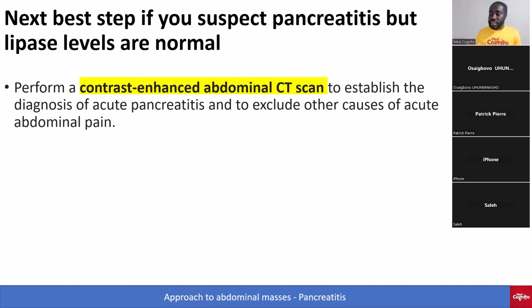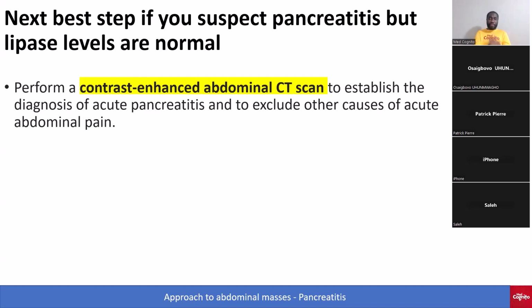Now, what's the next best step if you suspect pancreatitis but lipase levels are normal? This can be a very important MCQ point you need to consider. Patient has come in with epigastric pain, about 50 years old. You think this patient has pancreatitis, but when you do serum lipase levels, it's normal. What should be your next best step? Your next best step should be to do a contrast-enhanced abdominal CT scan. You suspect acute pancreatitis so badly, but serum lipase is normal. What's the next best step? Do contrast-enhanced abdominal CT scan.